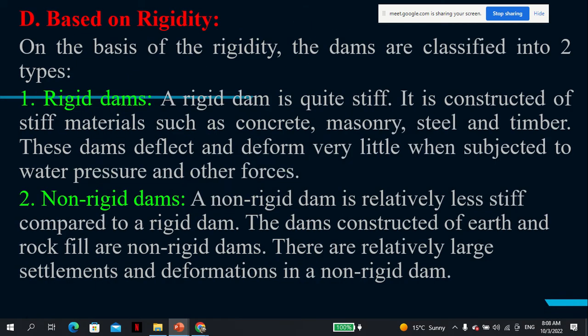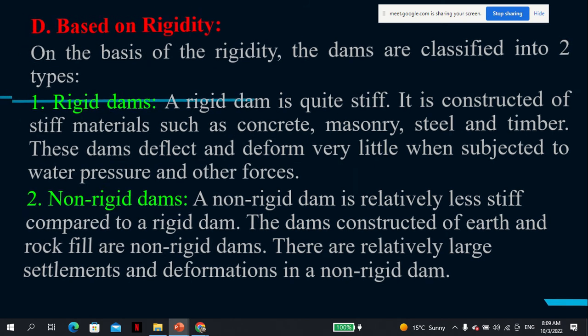So we can also classify based on rigidity. So we have rigid dams. These are quite stiff dams, constructed of stiff material, for example, concrete and masonry and steel. And timber, apparently, well, there's hardwood, so could be stiff as well. These dams deflect and deform very little when subjected to water pressure and other forces. Then we also have non-rigid dams, which are relatively less stiff compared to a rigid dam. The dams constructed of earth and rock fill are non-rigid dams. There are relatively large settlements and deformations in non-rigid dams.